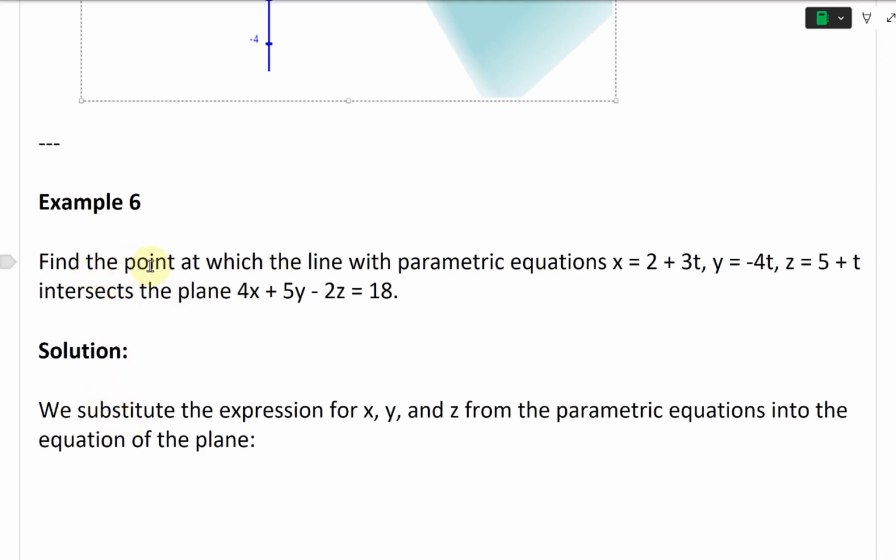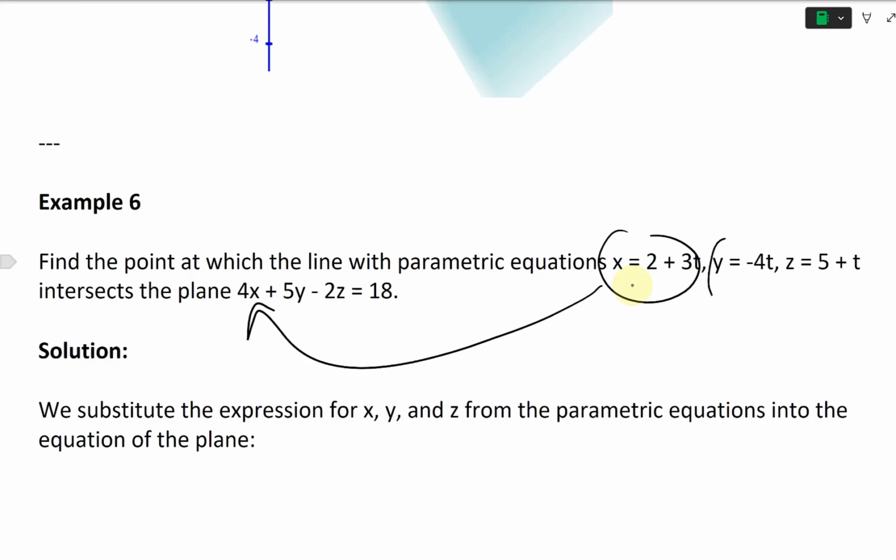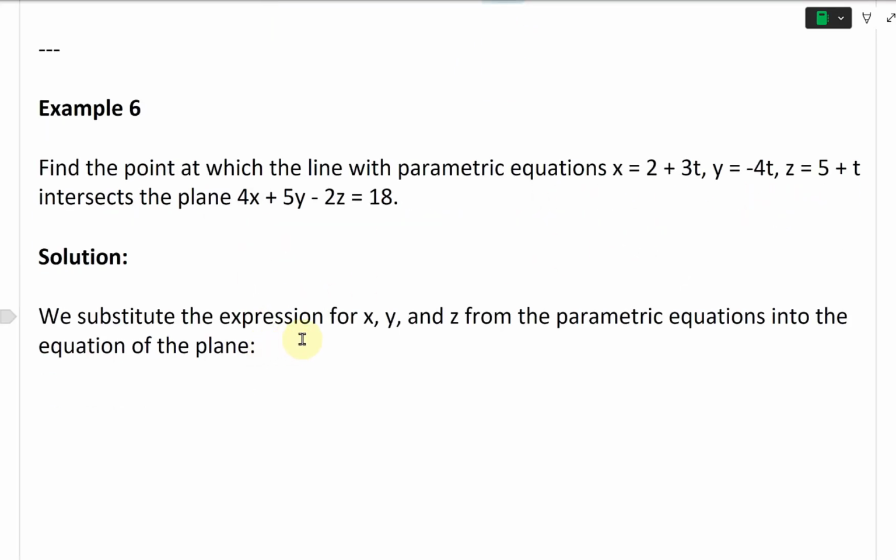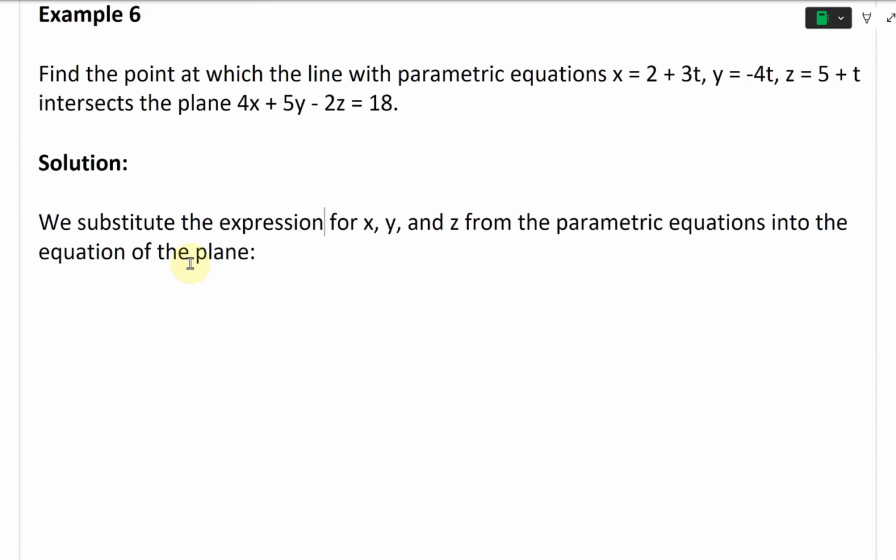To find this point, we want a point at which the line with these equations intersects this plane. In other words, we could throw these x values inside here, throw the y inside here, throw the z inside here, and then we're going to find a t value, and then just solve for x, y, z. So we substitute the expressions for x, y, and z from the parametric equations into the equation of the plane.